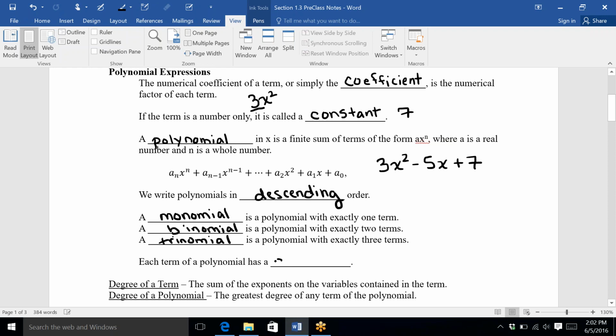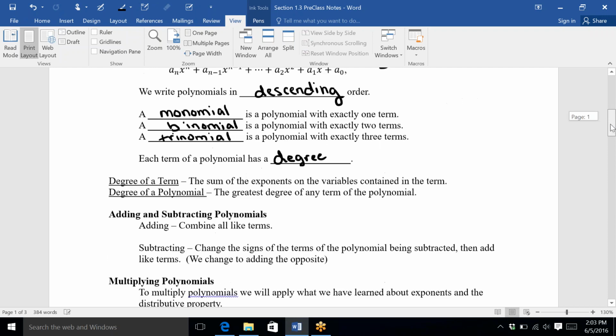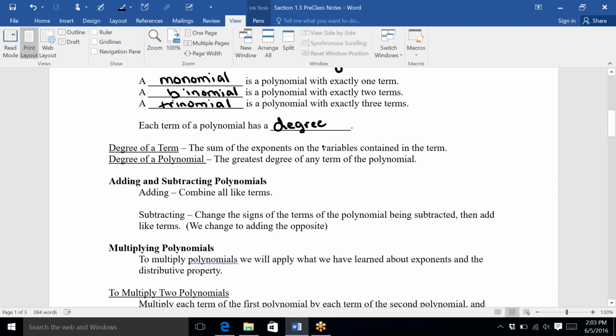Each term of a polynomial has what we call a degree. For example, if you look back at my example up here, this has degree 2 for that term because it has a power of 2. This is a degree of 1, and this is degree 0 because there is no variable. So when we put something in descending order, we do care about those degrees. Now, the degree of a term is just the sum of any exponents on the variables contained in the term. So if you actually had something with two variables, this would actually have a degree of 7 for that term.